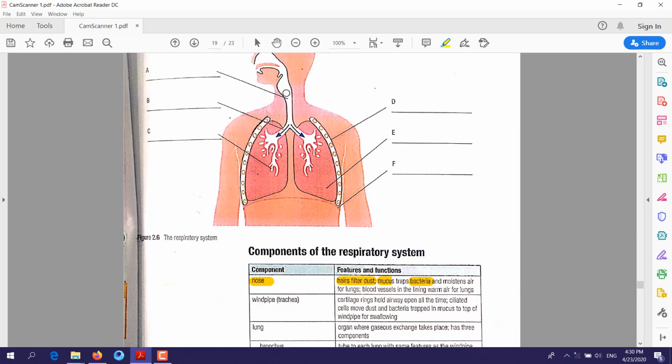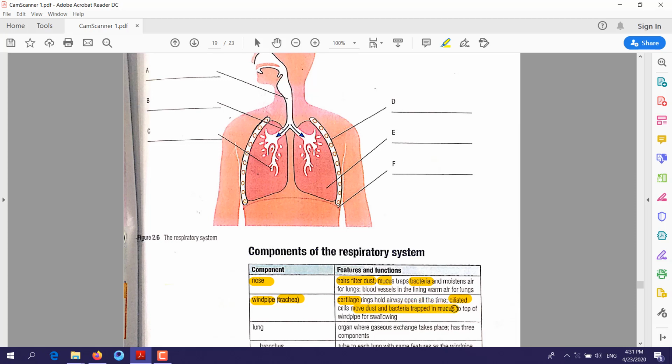Then the second part, they call it the windpipe or trachea. Trachea is the scientific name, windpipe is the common name. So here, if you want to label this diagram, the first one, A, is the windpipe or trachea. The structure of the trachea is made up of cartilage. Its function is to move the air from the nose to the lungs, and it has some cilia in it. Cilia are tiny structures, like hairs. The function of these cilia is to move dust and bacteria.